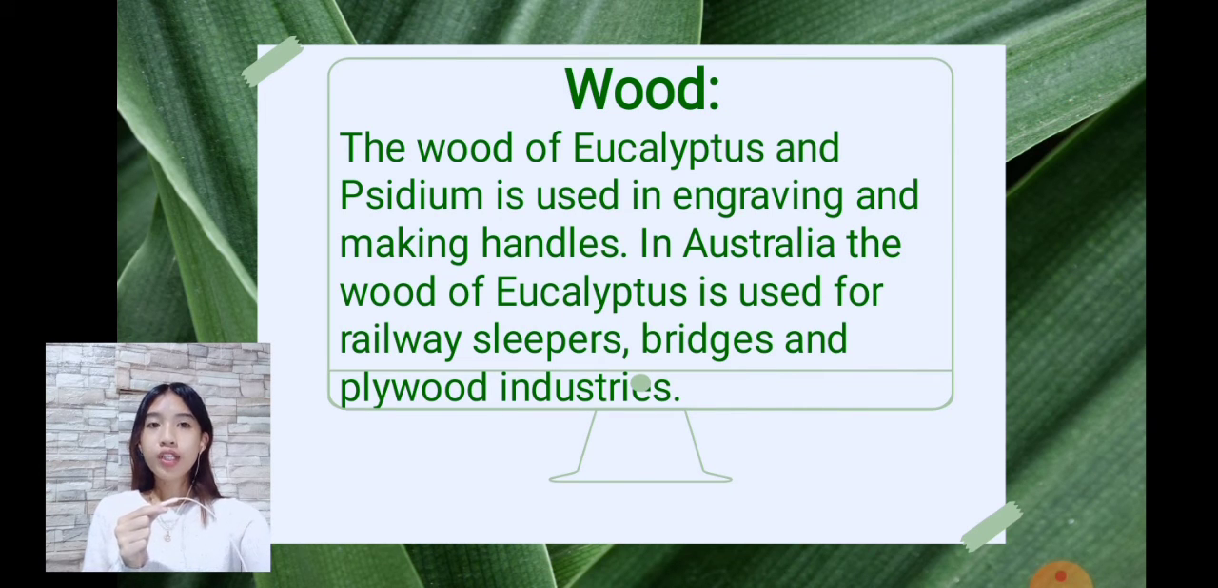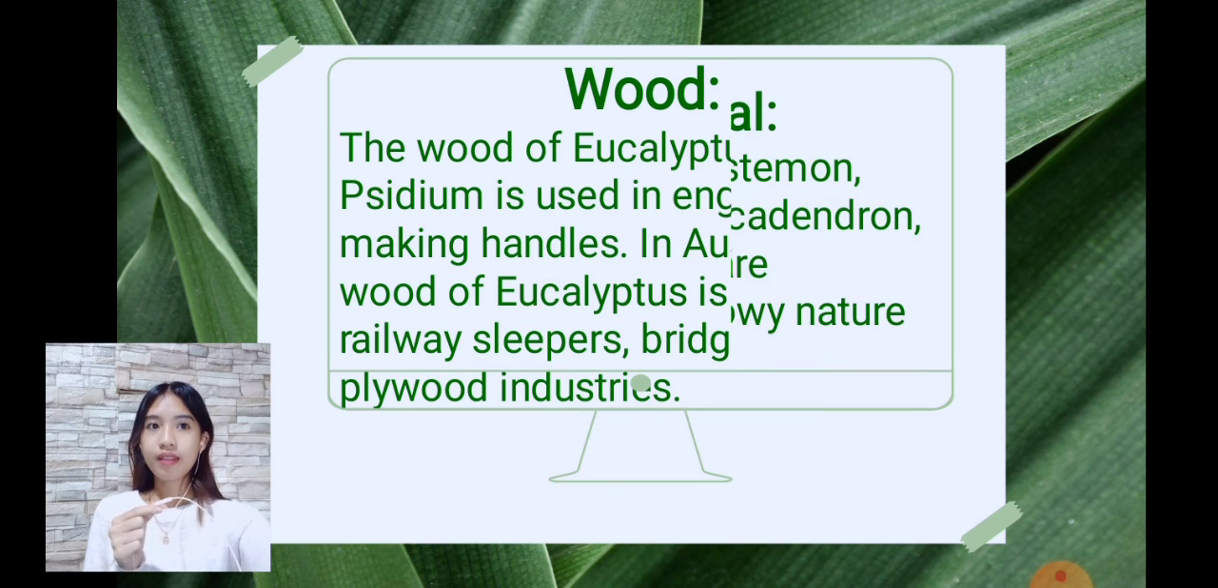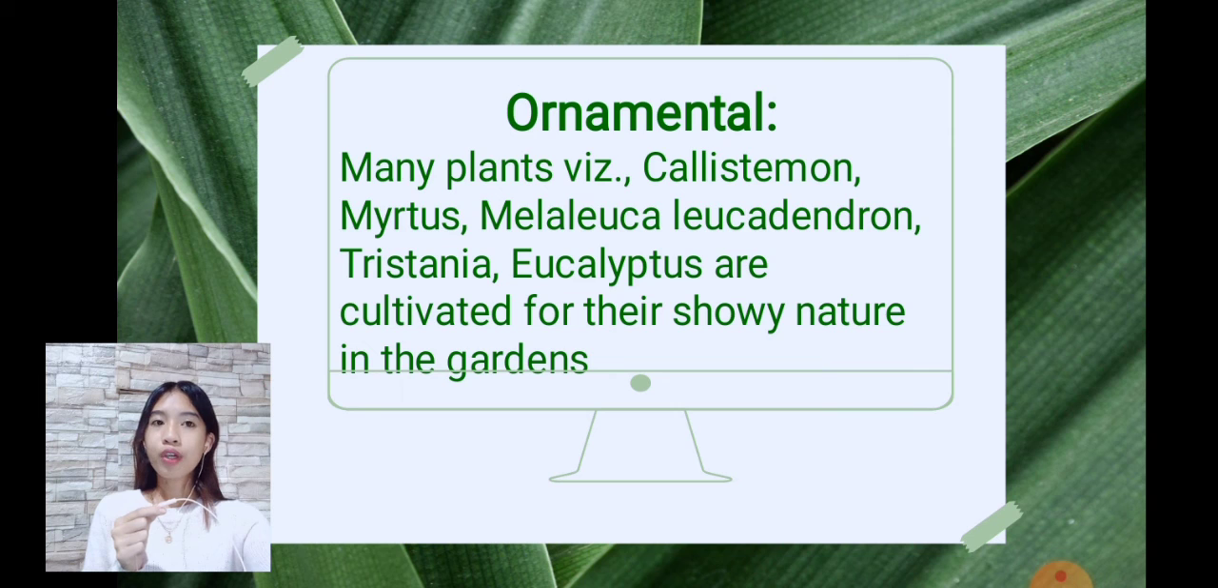For the wood, eucalyptus and Psidium are used in engraving and making handles. In Australia, the wood of eucalyptus is used for railway sleepers, bridges, and plywood industries. And for ornamental, eucalyptus are cultivated for their showy nature in the gardens.